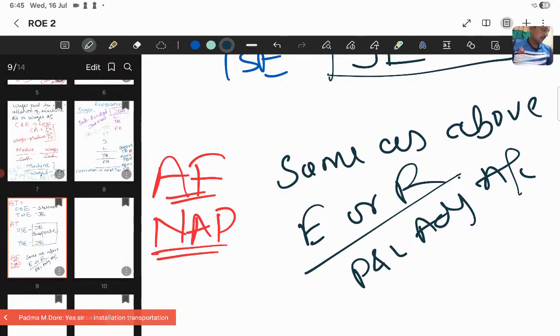Now, can you just text in the WhatsApp group, sir, we have understood the method of rectification. Now we can go for rectification. Anyone?